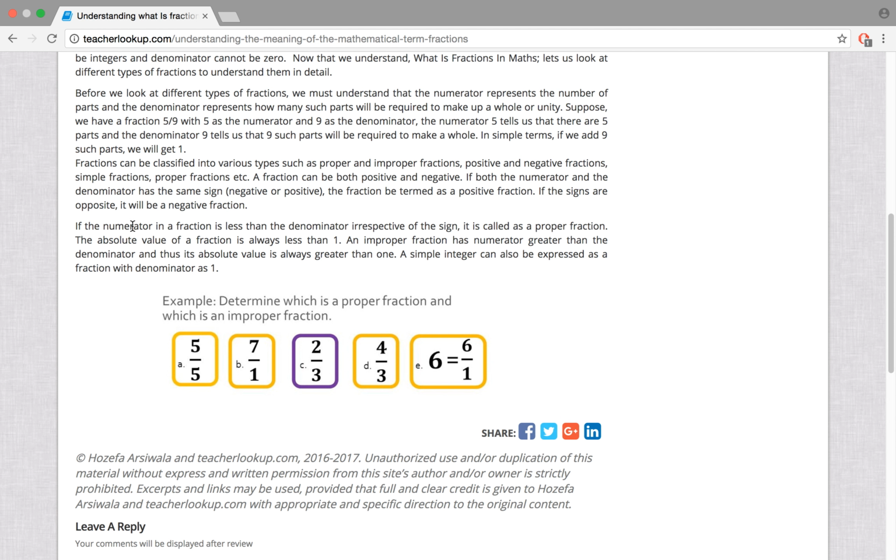If the numerator in the fraction is less than the denominator, irrespective of the sign, it is known as a proper fraction. The absolute value of a proper fraction is always less than 1. An improper fraction has the numerator greater than the denominator, and thus its absolute value is always greater than 1. A simple integer can also be expressed as a fraction with denominator as 1.